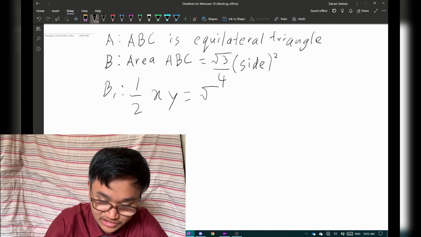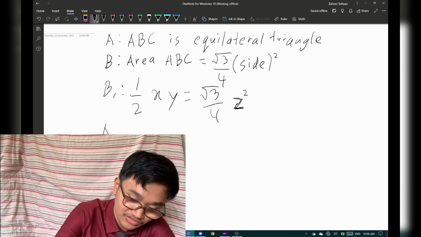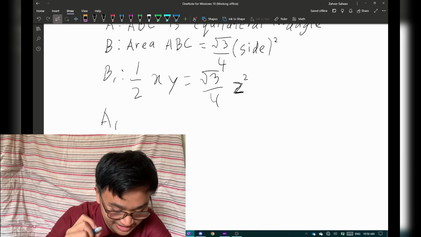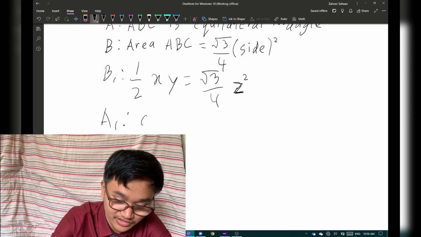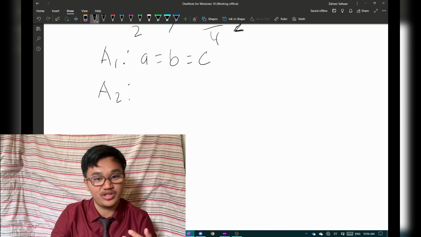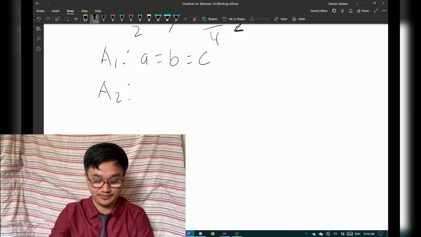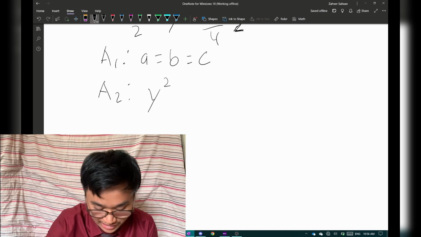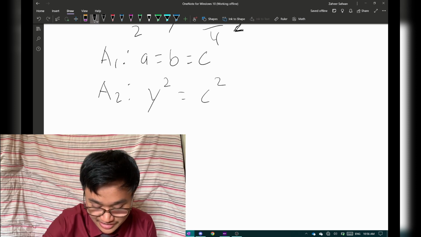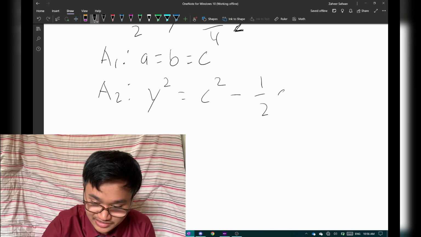And then square root 3 over 4, the side, I will represent with Z. Using the forward method from the hypothesis, since ABC is equilateral, all the sides are the same, I will represent them with A, B, and C. Continuing on, since it's an equilateral triangle, it doesn't have a given height, so we have to find it using the Pythagoras theorem. The height is represented by Y squared is equal to C squared, I'll use one of the sides, minus 1 over 2 the base.